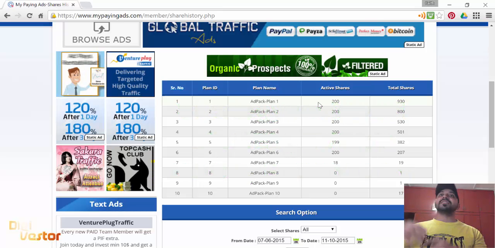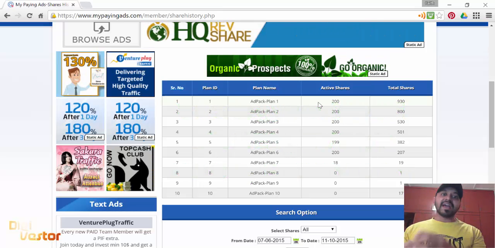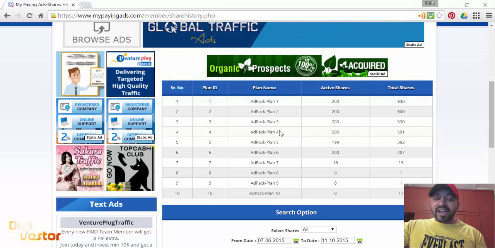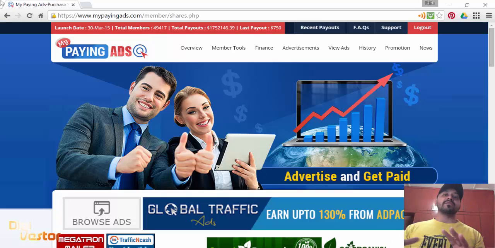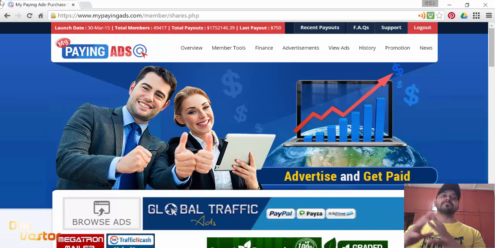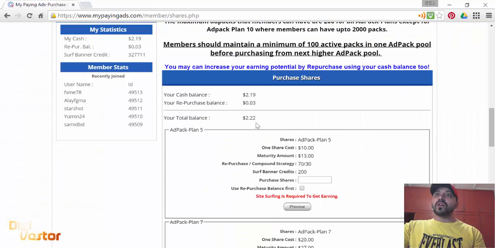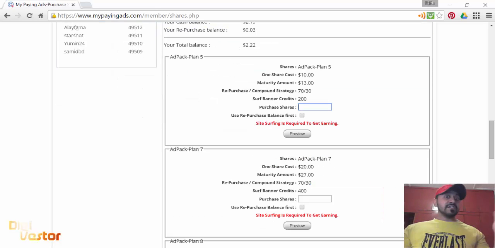And that is a strategy that also helps my paying ads to pay out more. That's about it. Keep purchasing, keep buying. Don't let the lower levels dry up, all right? Don't let them just keep dropping and expiring. Keep refilling them. I just have $2.22. I'll wait for the next payment till I get another $8 so I can buy this, max out, and then continue with my $20.